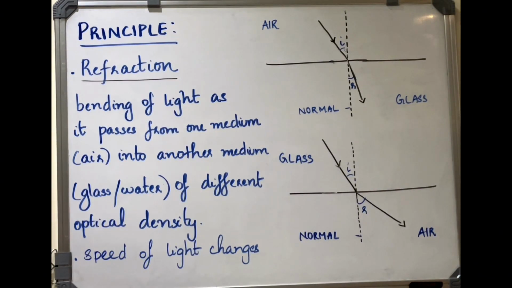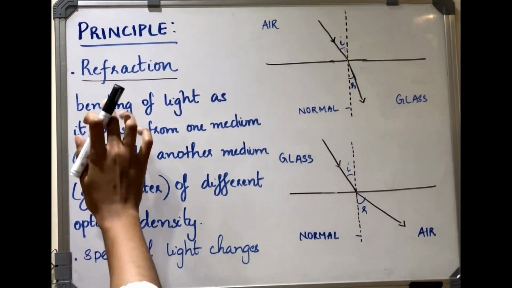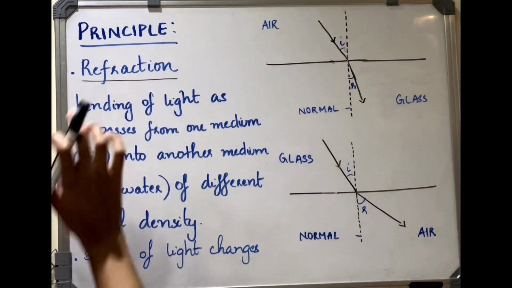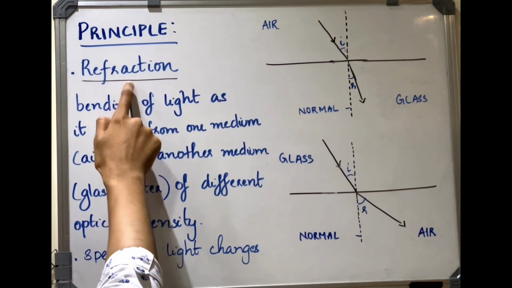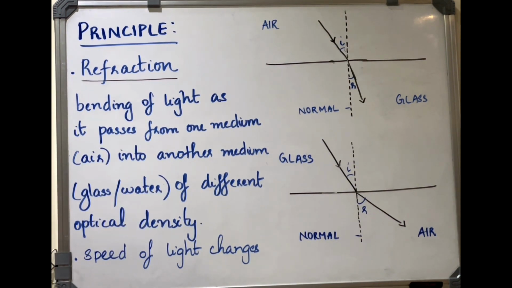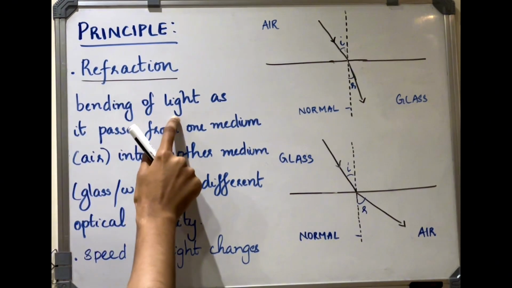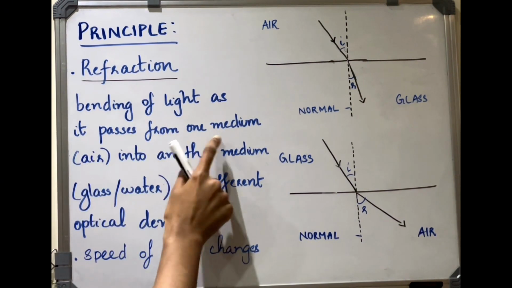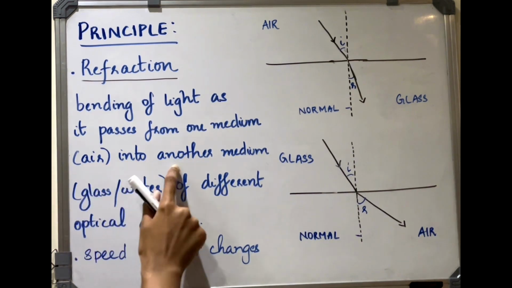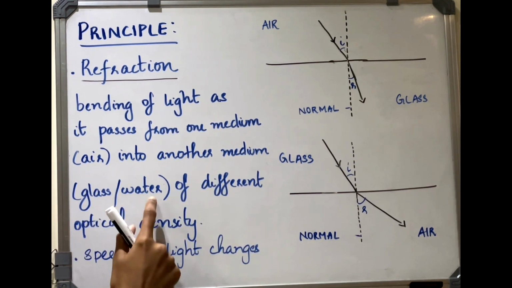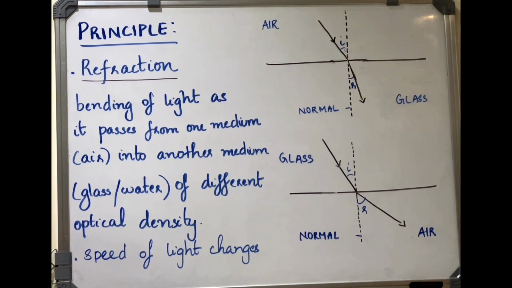Principle of a light microscope. These light microscopes are also called optical microscopes. They work by the principle of refraction. You have heard this term from your physics class, right? So what is refraction? It is the bending of light as the light passes from one medium, such as air, into another medium, such as glass or water, of different optical density.